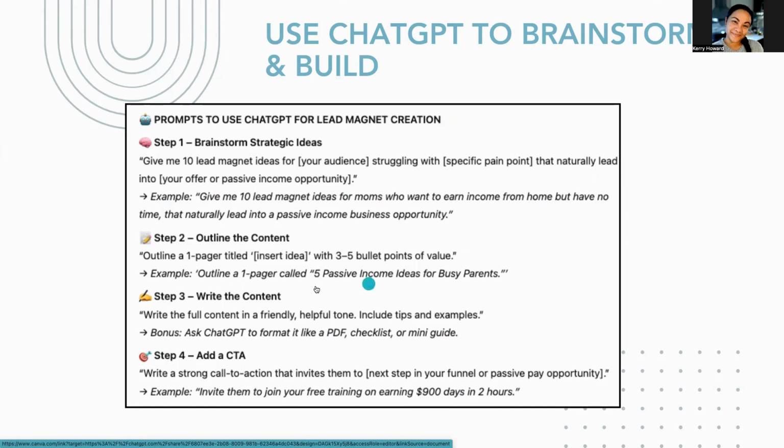The rest of these you can kind of play with, but you can have it outline the content for whatever idea you like. So it says, outline the number 5 idea. And then step 3 is actually to write the content out. And then step 4 would be to add the CTA.